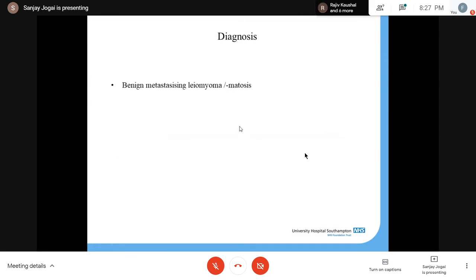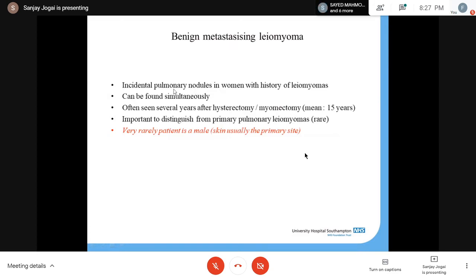We don't see many examples. I thought it was a good example to show. These are basically incidental pulmonary nodules in women with a previous history of leiomyomas, and can sometimes be found simultaneously. Usually you see them after several years of hysterectomy or myomectomy. The important thing is to distinguish them from primary pulmonary leiomyomas. Thankfully they are rare, and it's very, very unusual to see these in a male patient.